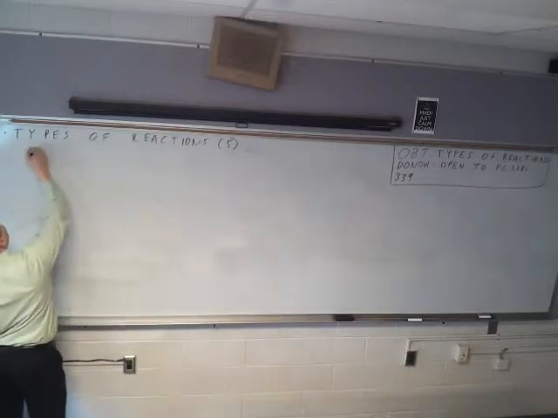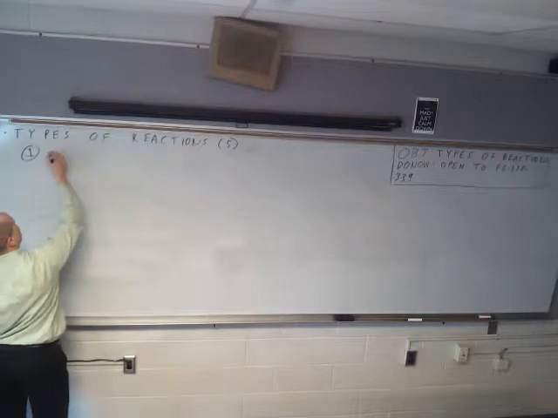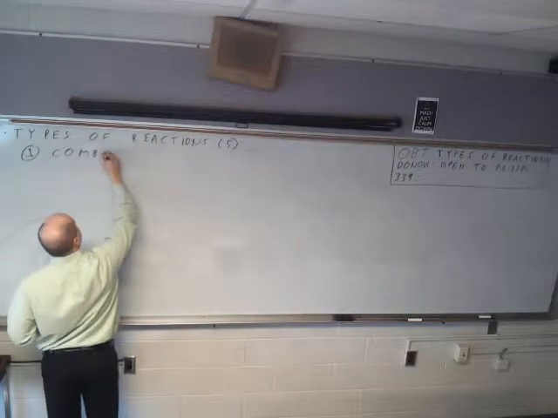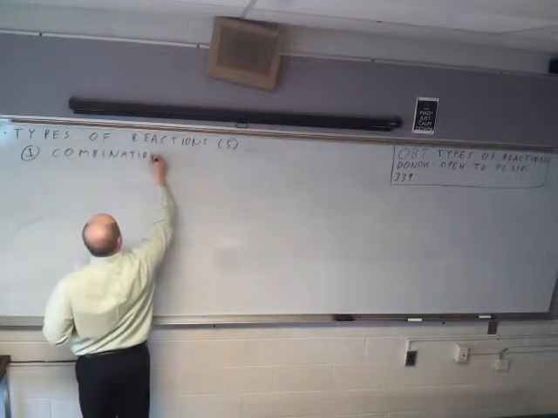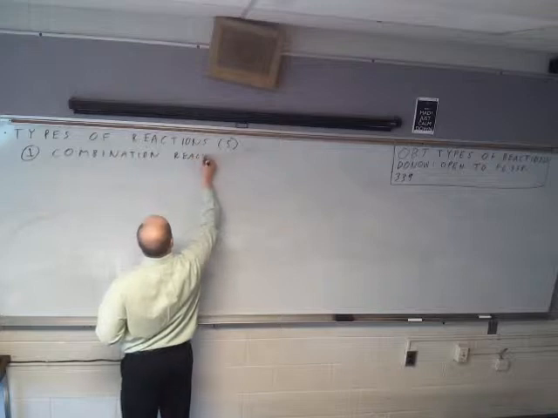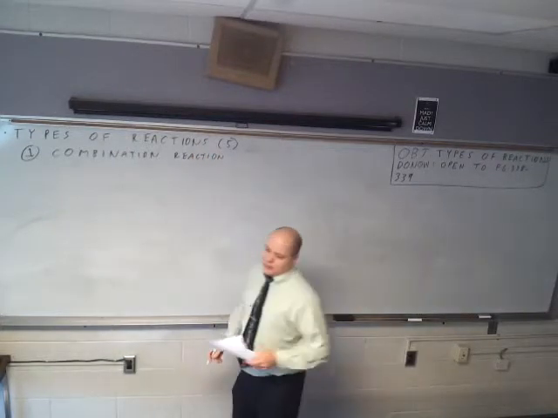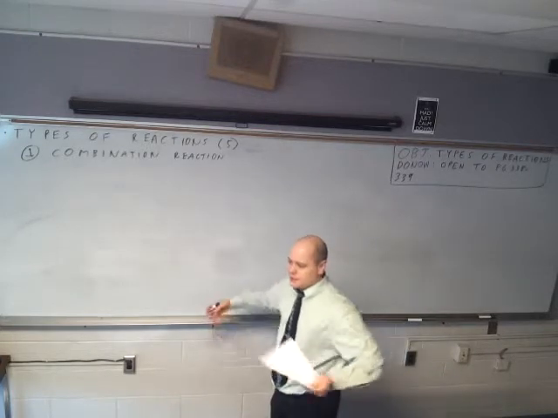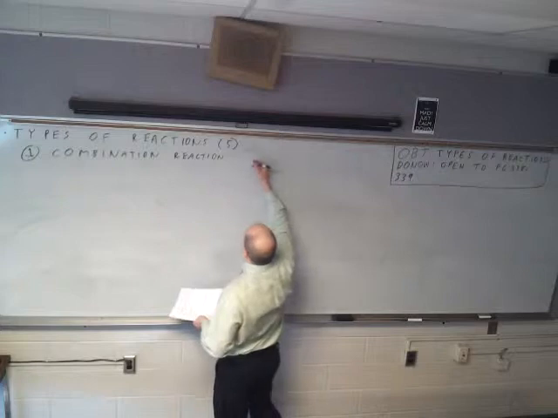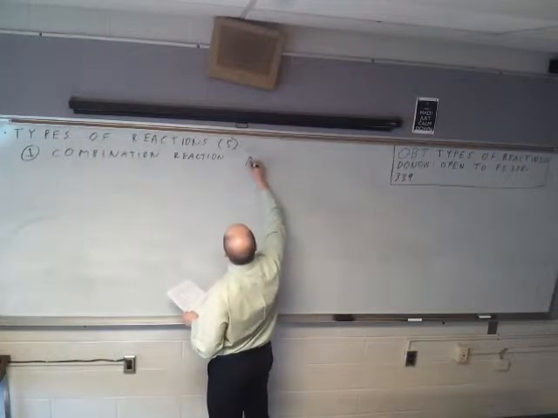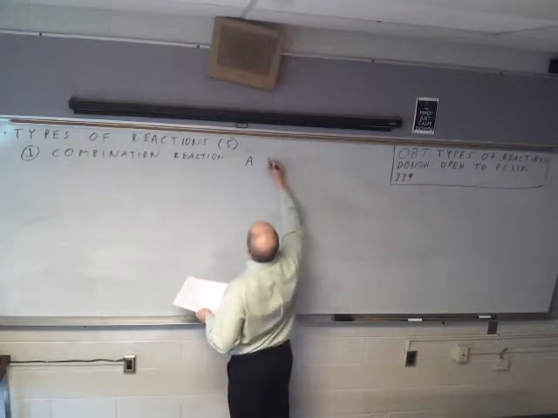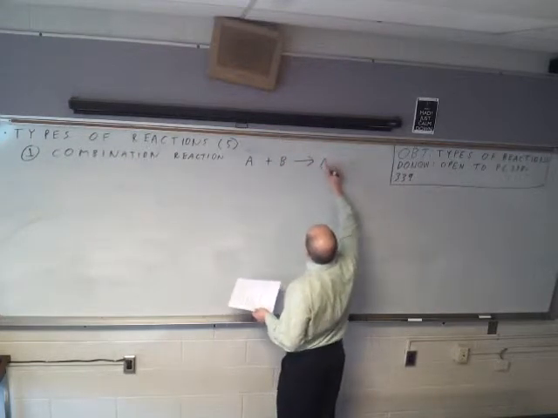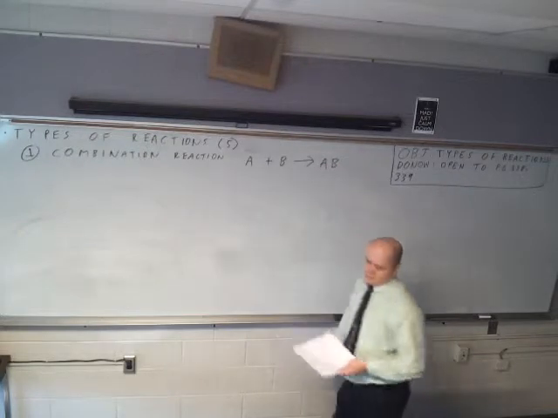Alright, so number 1, the first type is called combination reaction. As the name implies, in a combination reaction, things combine. So you start out with 2 or more things, and they come together and make one thing. So in a very generic sense, we could say there's an element or a compound called A, and it reacts with some other element or compound named B, and they come together to form some compound called AB. That's it. It's that simple.